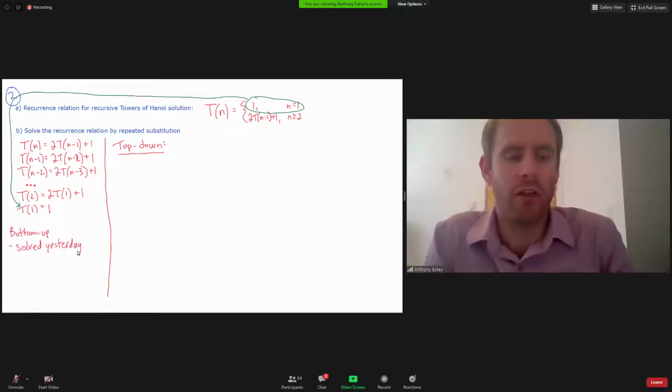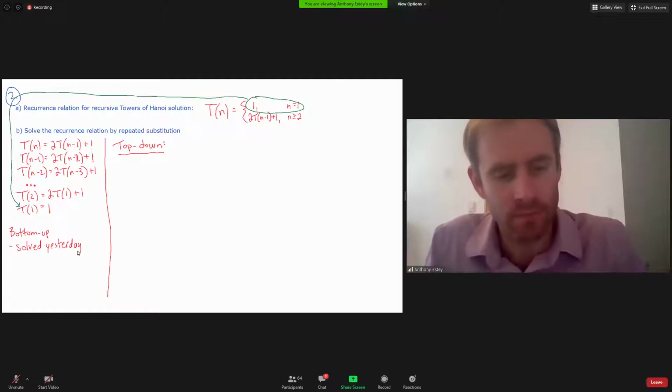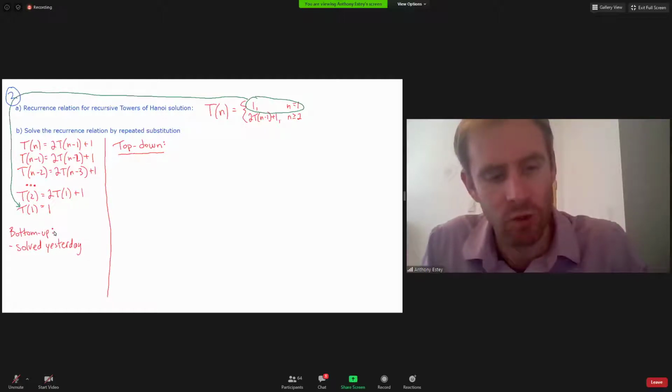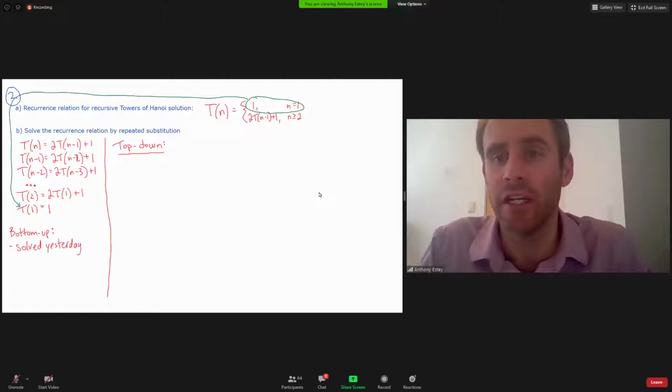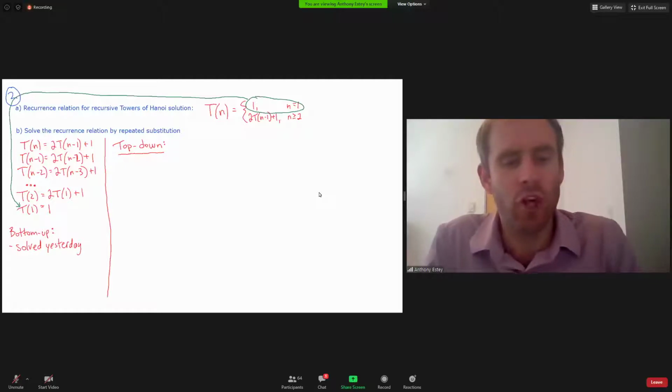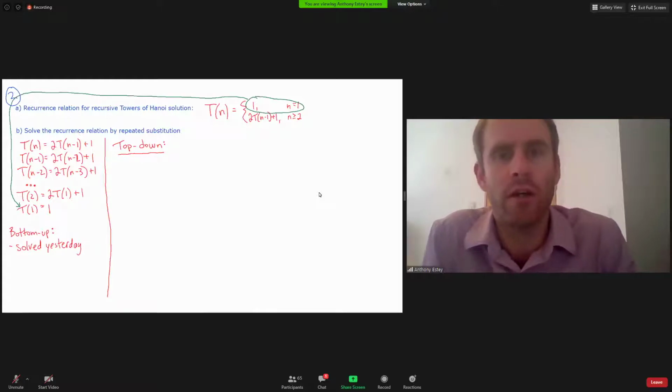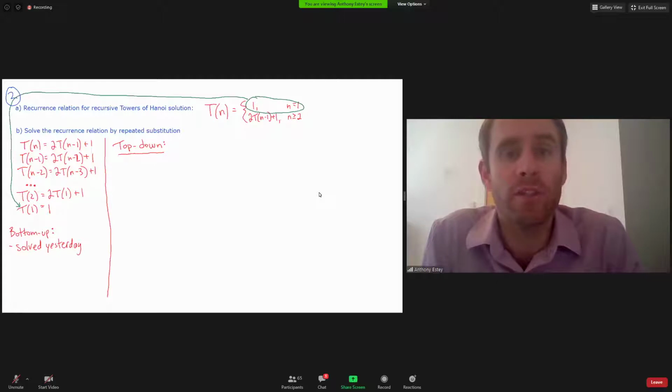When I post the full solution, it'll have that bottom-up approach as well. But we didn't have time to do the top-down approach during lecture yesterday, so I wanted to quickly go through it. Then we are going to move into our next unit, Unit 4, which focuses on proofs.